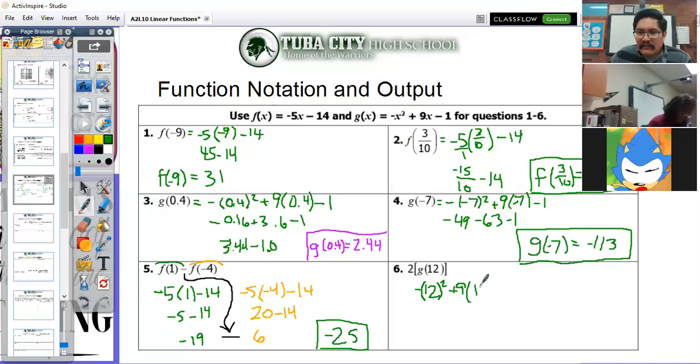9 times 12 and minus 1. Okay, so 12 squared, I know that one. 12 times 12 is 144. But again, that negative on the outside is not affected, did not change anything. 12 times 9 is 108. And from here, I still have to do my order of operations. I could work left to right, but I'm going to put the two negative numbers together, so we get negative 144 minus 1, which is negative 145, and negative 145 minus 108, in this case, would be negative 253 is our final answer on this one.